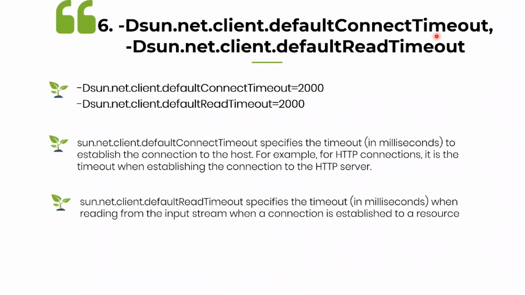So this is a fallback, a final safety net that you can set: the default connect timeout and default read timeout. It takes the value in milliseconds. Here I am setting the connect timeout to 2000 milliseconds, and the read timeout to 2000 milliseconds.